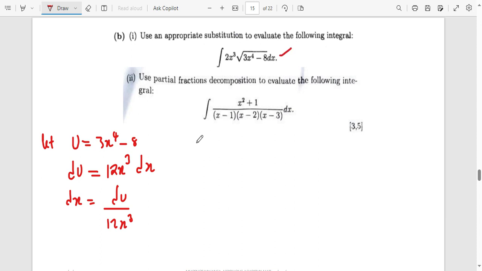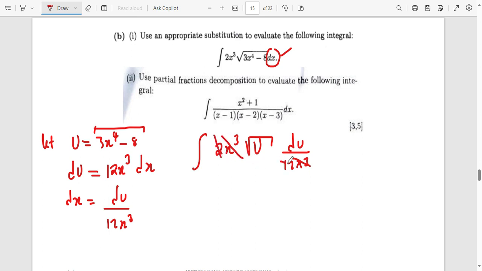I'll go back now to the integral, so it becomes the integral of 2x to the power 3 and then square root. Where there was the 3x to the power 4 minus 8, where there was this term, I'm putting u. Where there was dx, dx is actually du divided by 12x to the power 3. The x to the power 3 will cancel with x to the power 3. These two can go into 12, that will be 6 times. So this is the same as we have got 1 over 6.